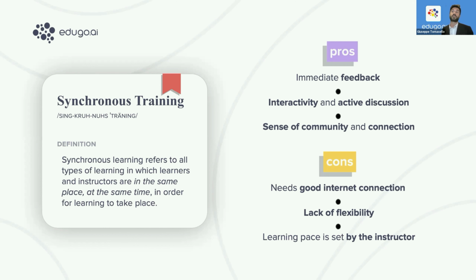What are the cons, especially in the online world which we live in today? There is the problem of internet connection, which sometimes can be a big problem for some students. It's not that flexible because, of course, you need to follow a schedule, and you need to attend a class that is already scheduled. And the learning pace is set by the instructor. So in case you have a classroom with different levels of skills, of course, the learning pace is not personalized, but is set by the instructor.